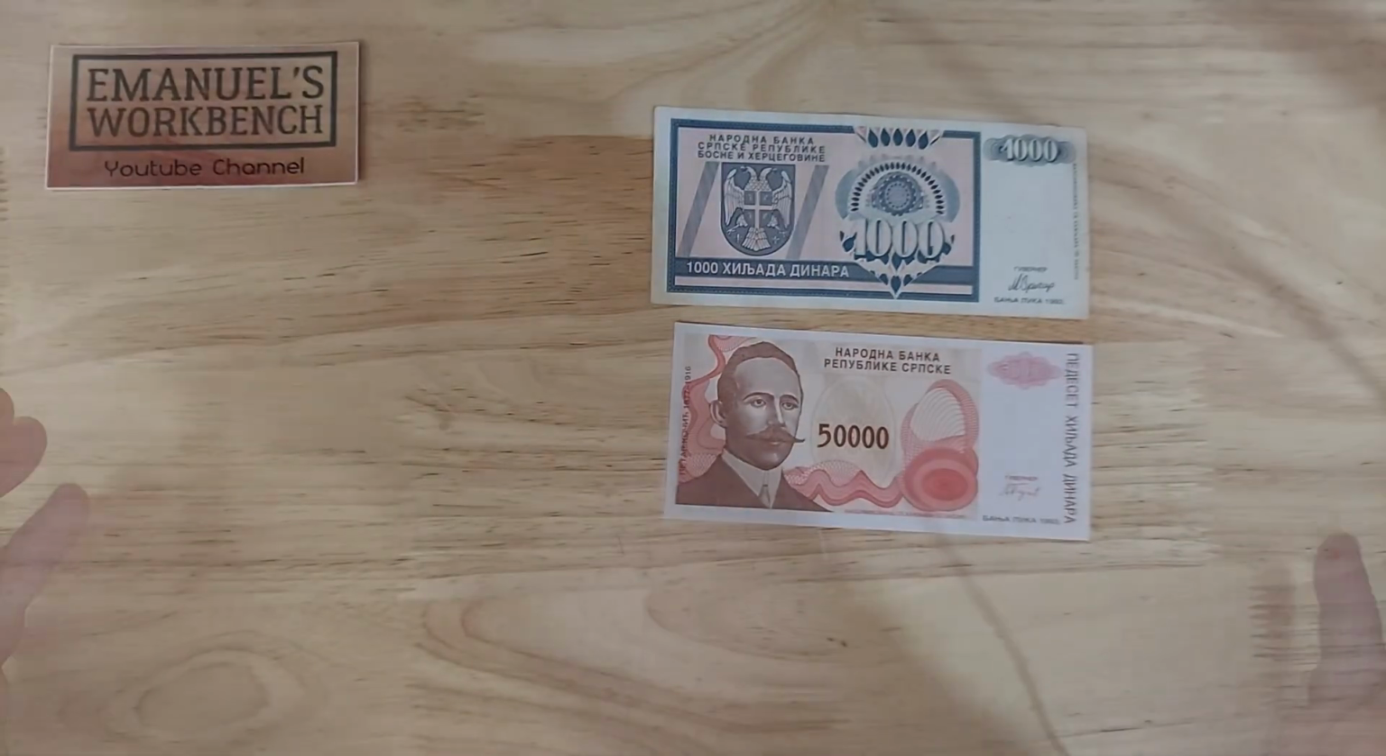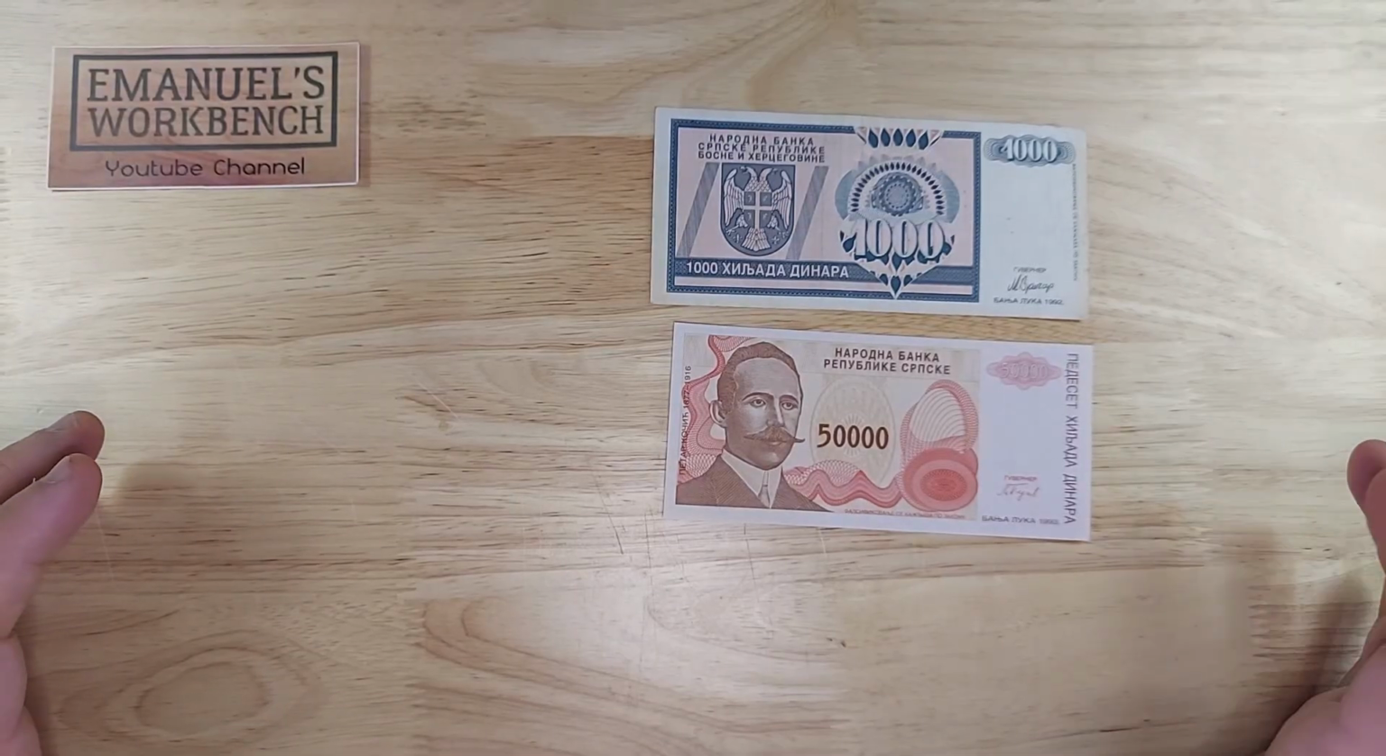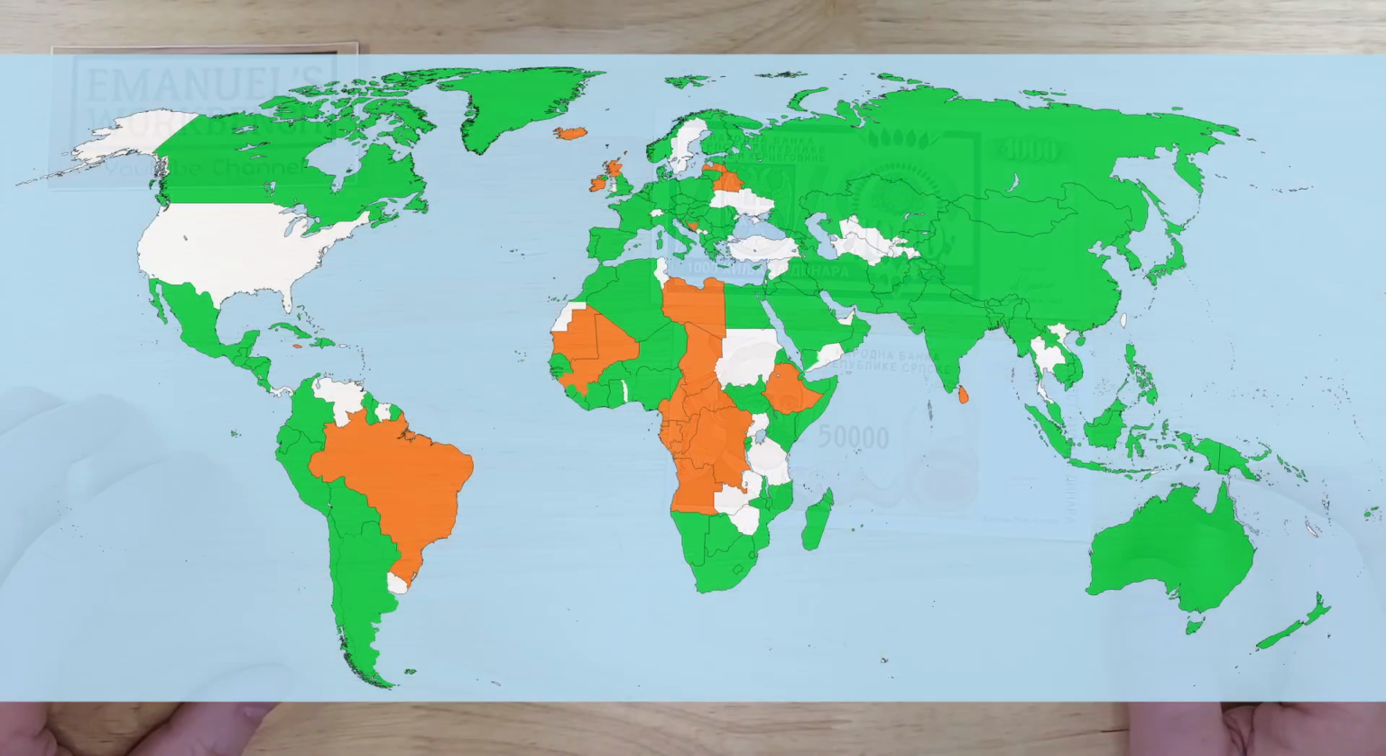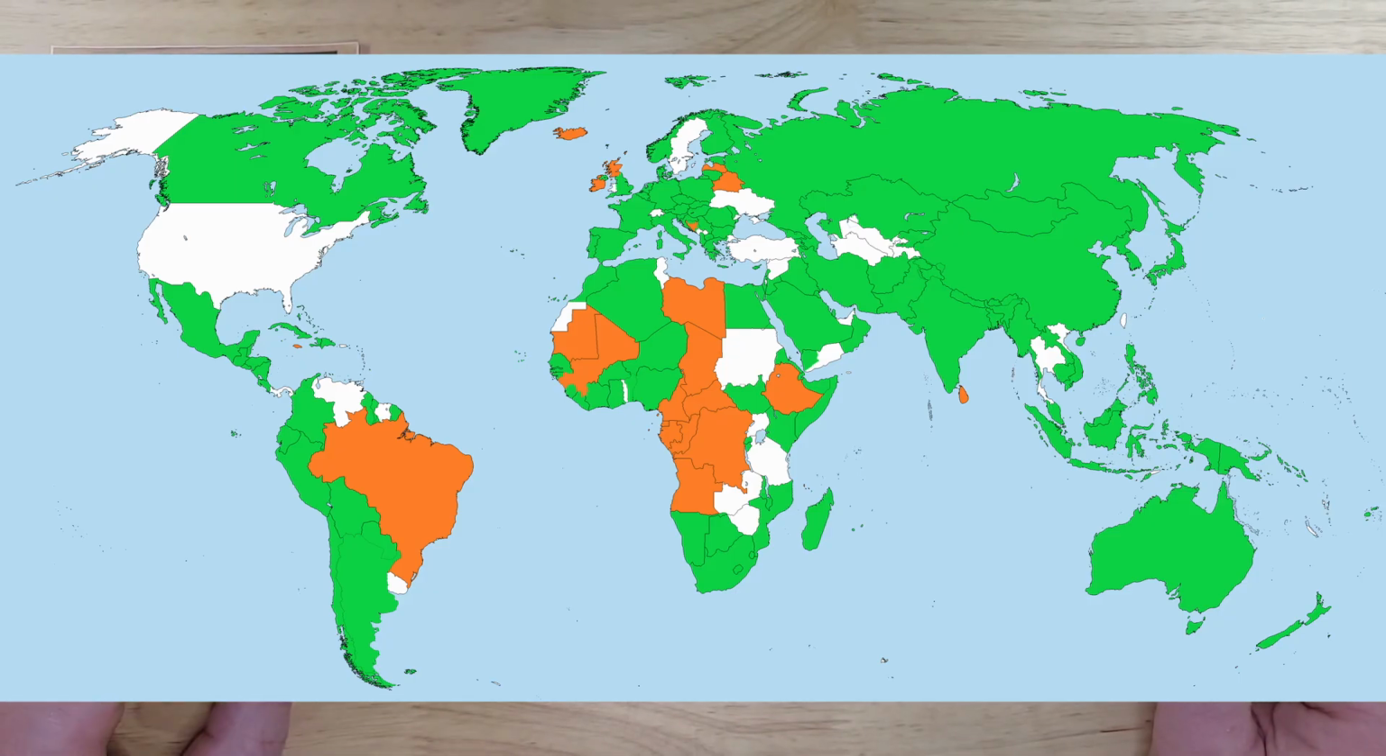Very cool. And that is the last country for today's Friday Fast 5. Here is a map of the world with the status of this series. The countries in green are countries for which I have all of the banknotes I wish to collect for those countries. The ones in orange are the ones for which I am still looking for banknotes to complete my typeset. And the ones in white have yet to be covered by this video series.